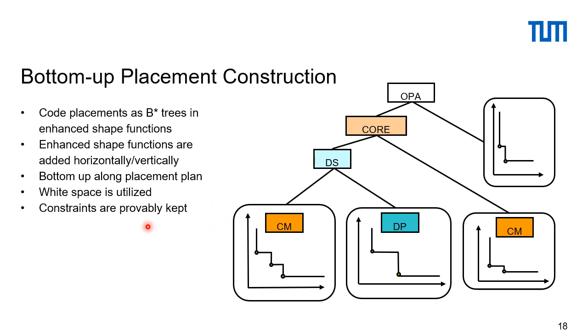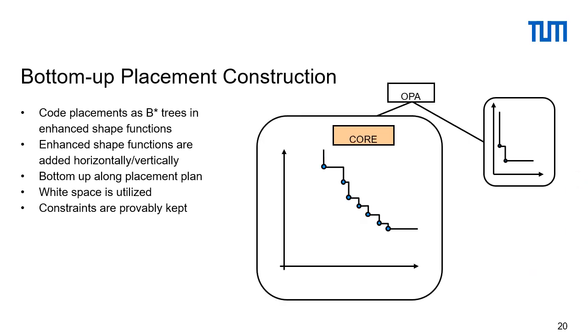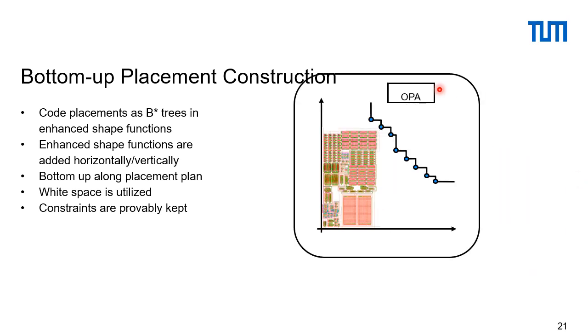And Martin Strasser has shown that while going up, the placement constraints from a lower level are provably kept for the next level, plus the additional placement constraints that you have there, for symmetry and so on. So we start now. For those two, we combine, get the shape function, then we combine it with this one to get the shape function here, then we combine it with this one to the overall shape function, and then we can look at each of these dots here and get a specific placement with inherent consideration of all the symmetry and matching constraints, alignment constraints, all the constraints which are there for the placement.